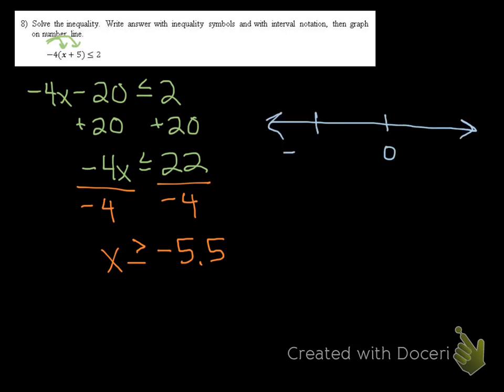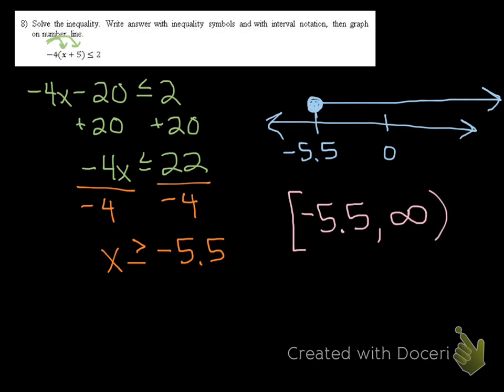I'm going to use a closed dot on my number line where -5.5 would be. And again, this is saying that x can be greater than that number, so my number line would have an arrow going to the right. With my interval notation, I would use a square bracket next to -5.5, and then show that my solution goes towards positive infinity. And again, we have to use a round bracket next to infinity.